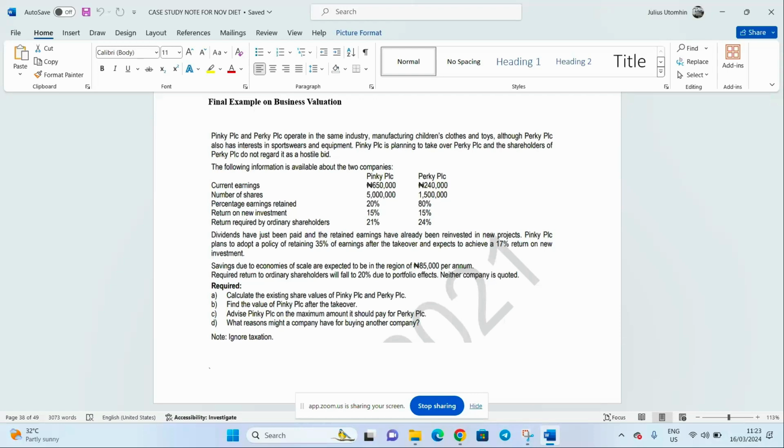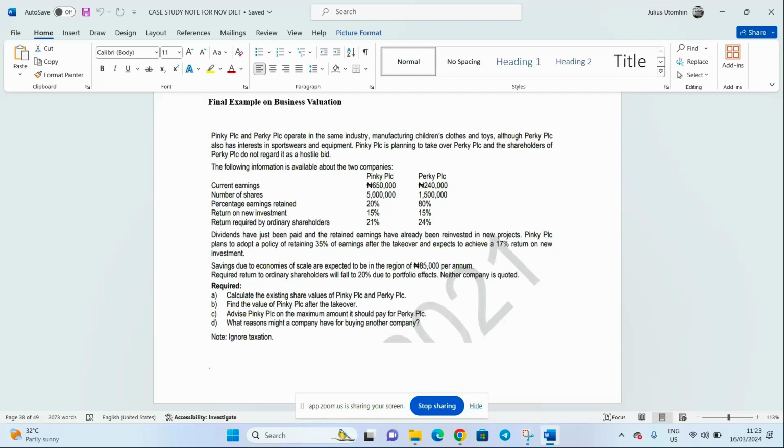Percentage of earnings retained. For Pinky is 20%, Pecky is 80%. Return on new investment 15%, 15%. Return required by ordinary shareholders, that is cost of equity, you understand? 21% and 24%. Dividend has just been paid and the retained earnings has already been reinvested in new projects.